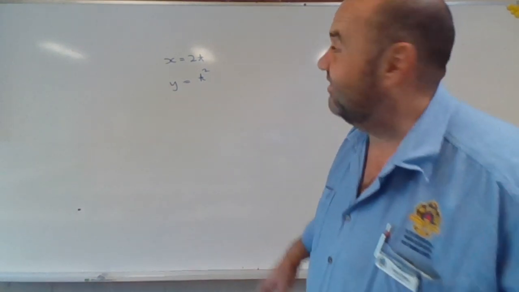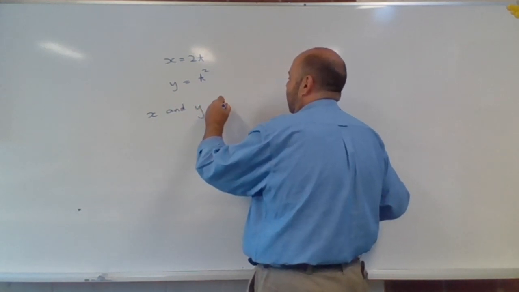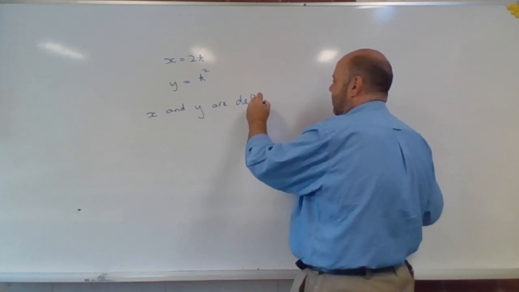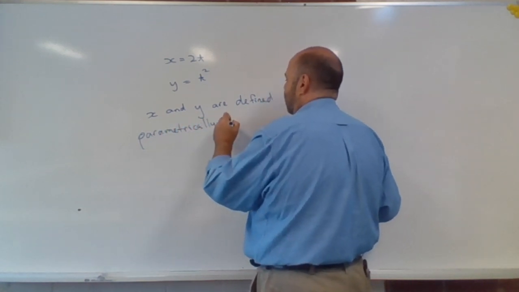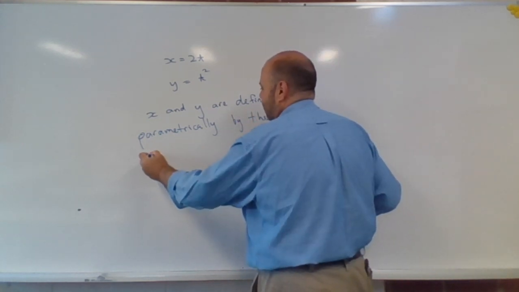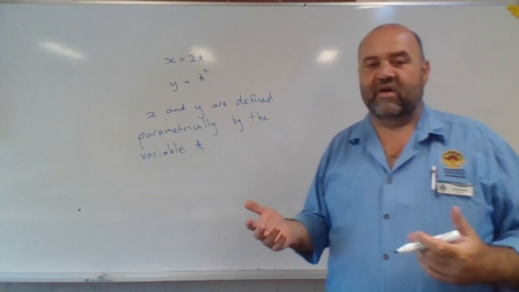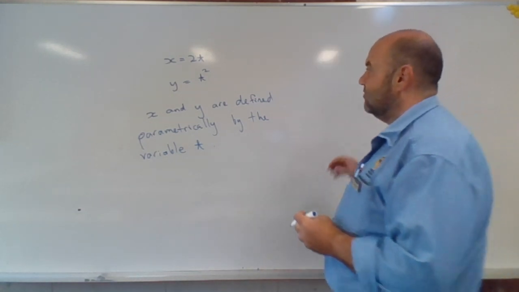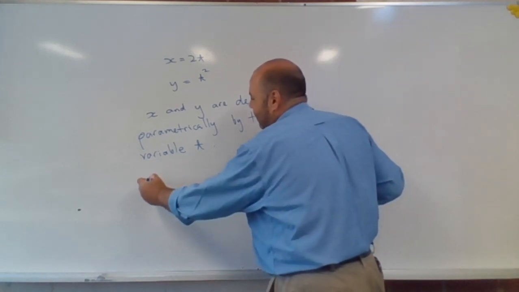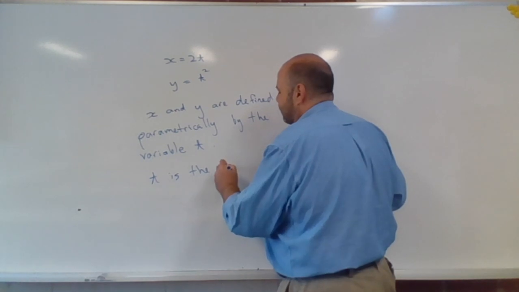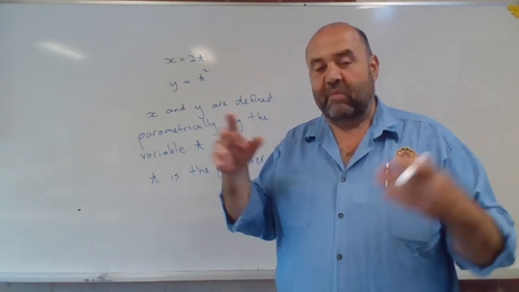So what can we do with these parametric representations? What we say here is that x and y are described or defined parametrically by the variable t. So t is called the parameter, and x and y are defined in terms of the parameter t. So the word, just for posterity, so we've got the word recorded: t is the parameter. It's one variable that changes, and its change affects both x and y.